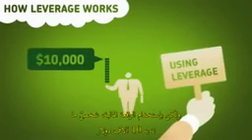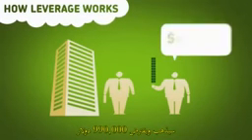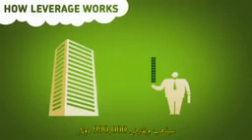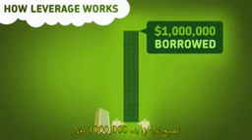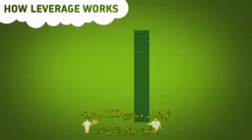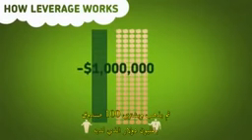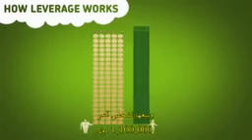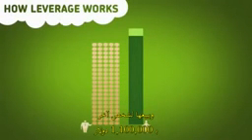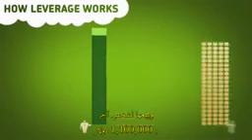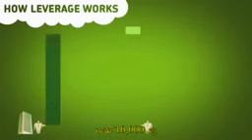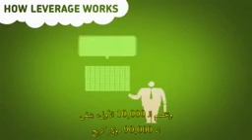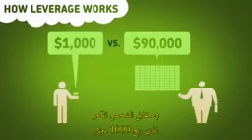But using leverage, someone with $10,000 would go borrow $990,000 more dollars, giving him $1 million in hand. Then he goes and buys 100 boxes with his $1 million and sells them to someone else for $1,100,000. Then he pays back his $990,000 plus $10,000 in interest. And after his initial $10,000, he's left with a $90,000 profit versus the other guy's $1,000. Leverage turns good deals into great deals.